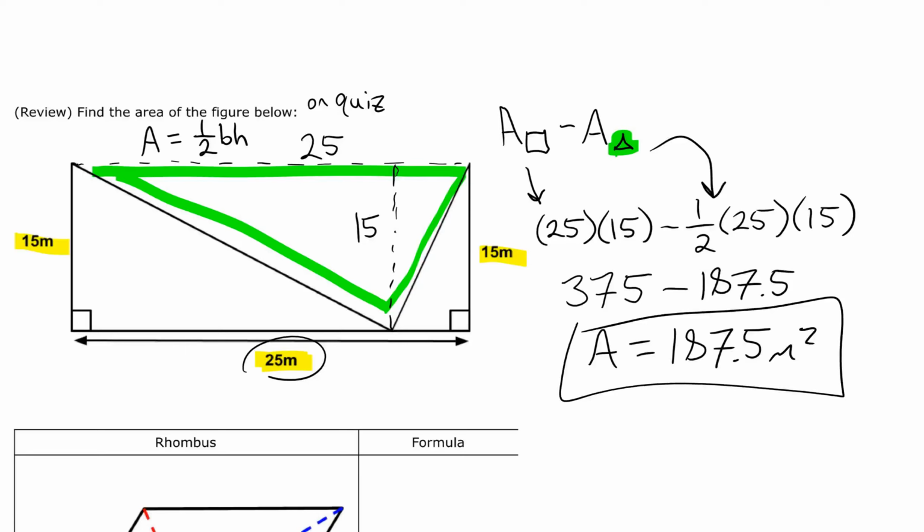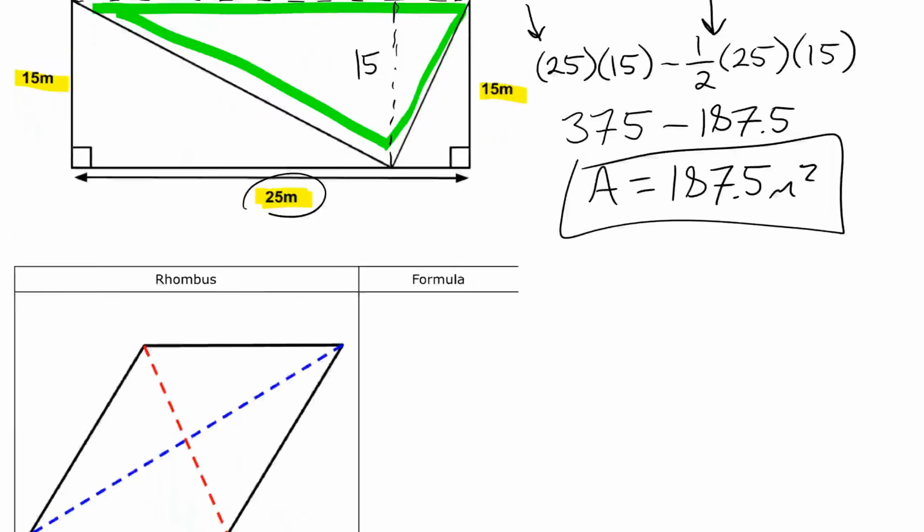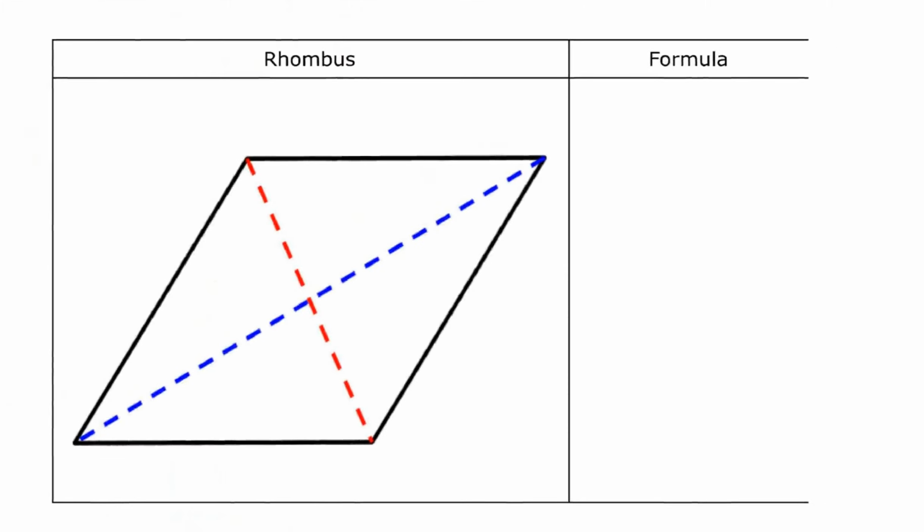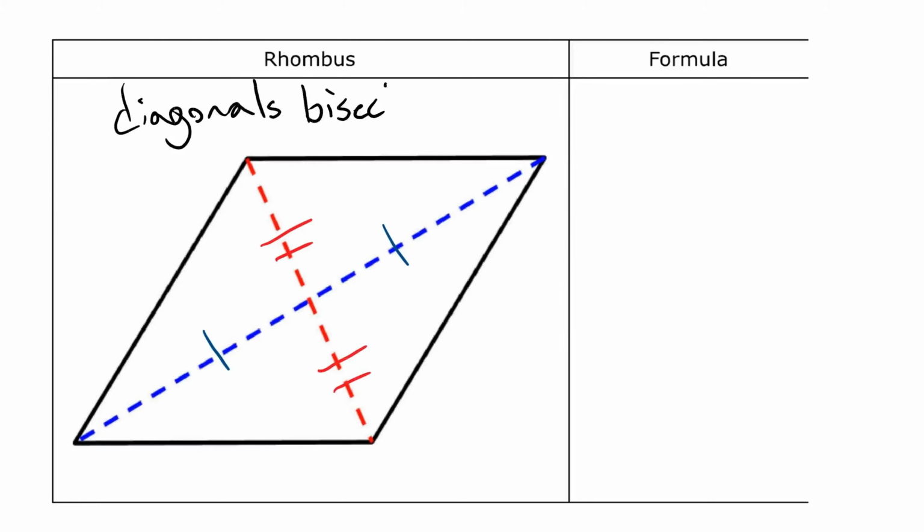Let's also remember, I know we went over quadrilaterals, but it's been a while, so let's remind ourselves what actually is a rhombus. Okay, a rhombus has two diagonals. Specifically for a rhombus, the two diagonal segments actually bisect each other. So let's write that. Diagonals bisect each other.